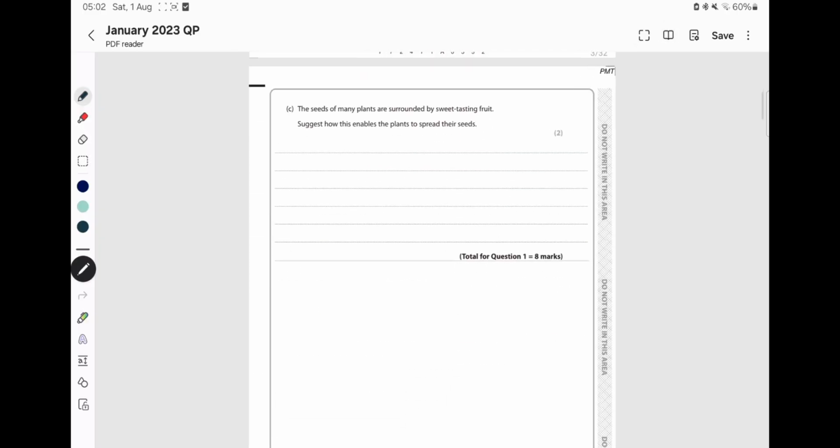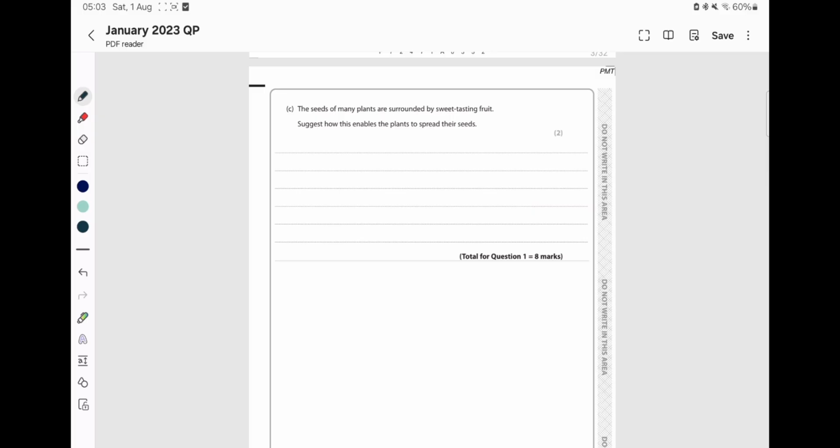Okay, question or part C says the seeds of many plants are surrounded by sweet tasting fruit. Suggest how this enables the plant to spread their seeds. So many of the seeds of these plants are surrounded by the fruit that we eat, because whenever you're eating any sort of fruit, there's always a seed in the middle. For example, in a peach, an apple, there's always a seed in the middle.